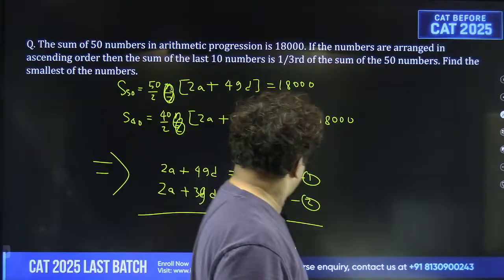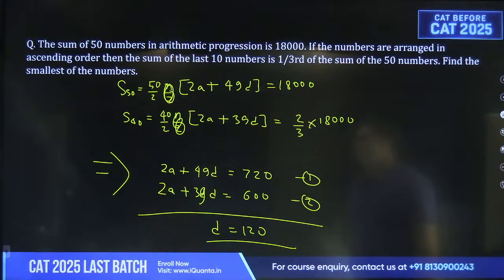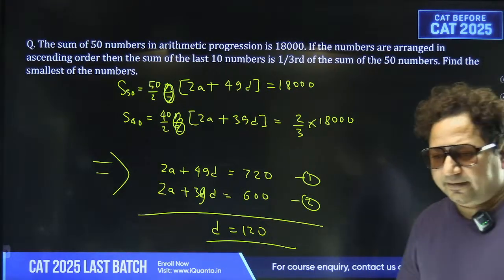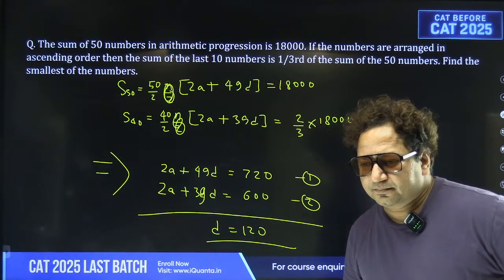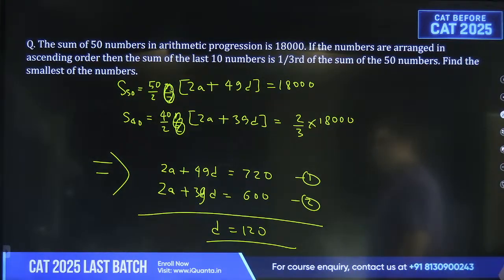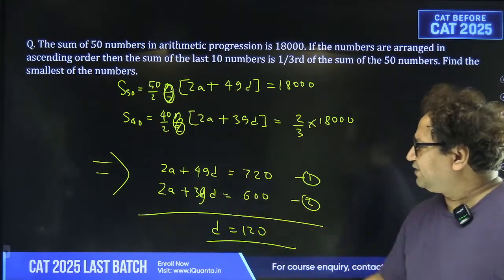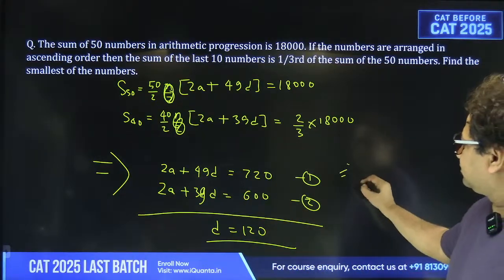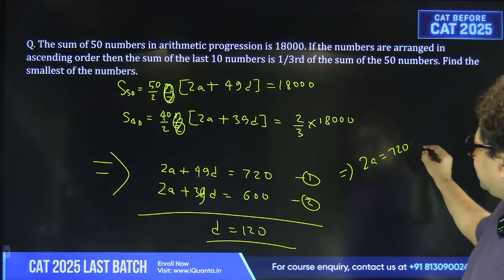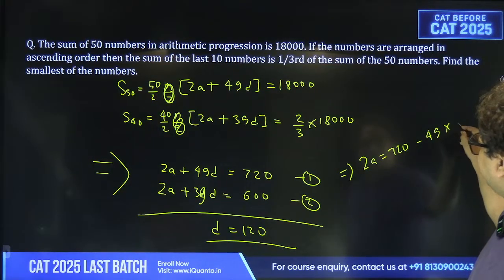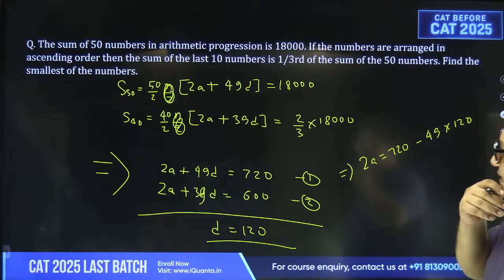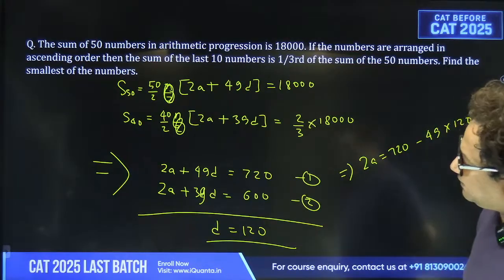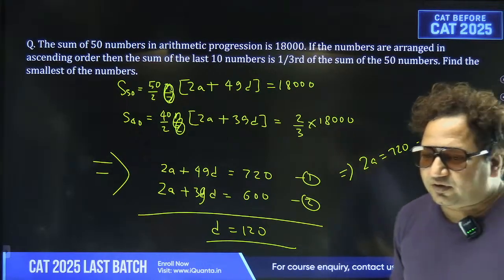Looks good? Clear? D is 120. We have to find the smallest number. We have to find the value of a. Put it in here, you will get the answer. Let's say if you put 120 over here, what do I get? 2a is equal to 720 minus 49 times 120. I think I have done something wrong. Tell me what wrong have I done?